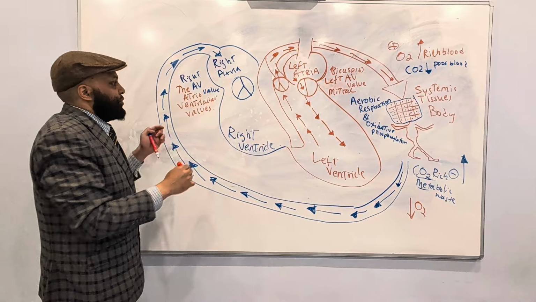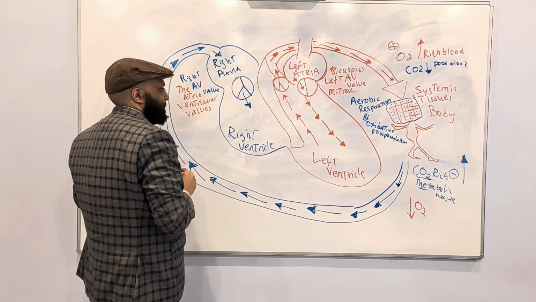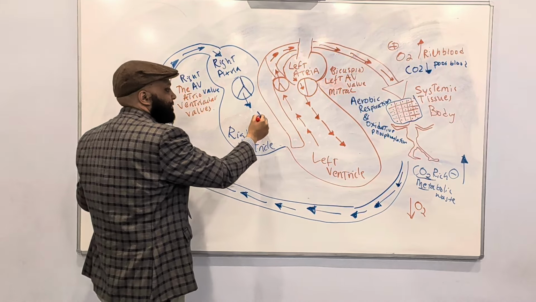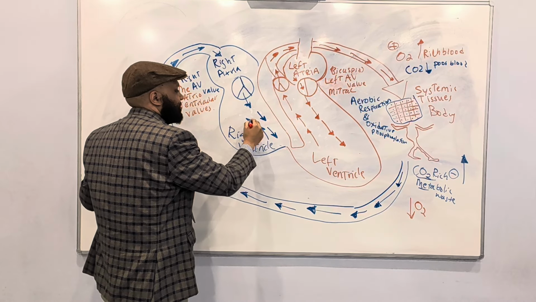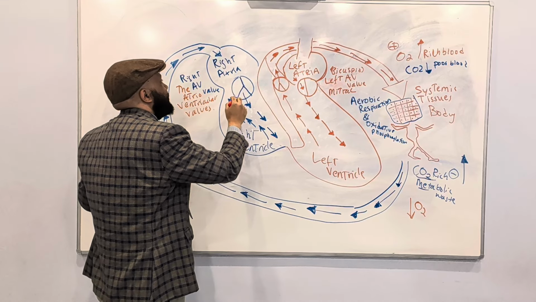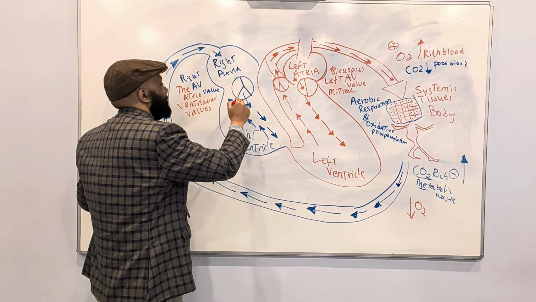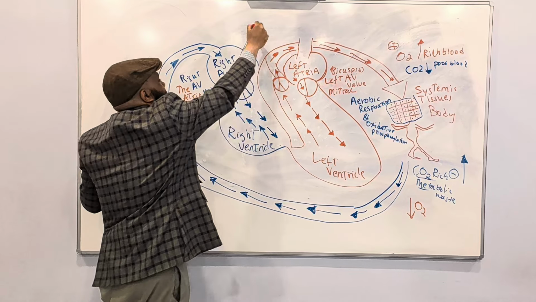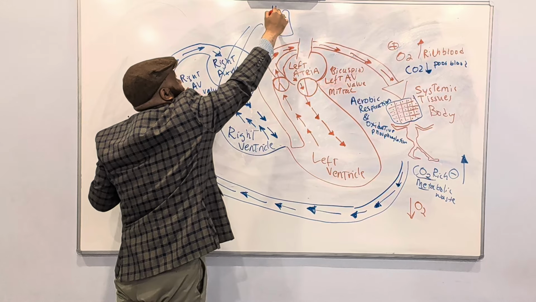and it flows through this valve here known as the right atrioventricular valve, and the right atrioventricular valve goes and strikes the right ventricle, and it goes through, and now exits on its way out to the lungs.